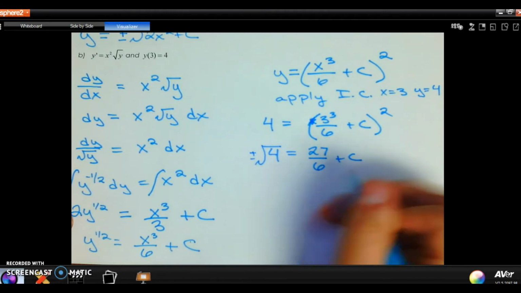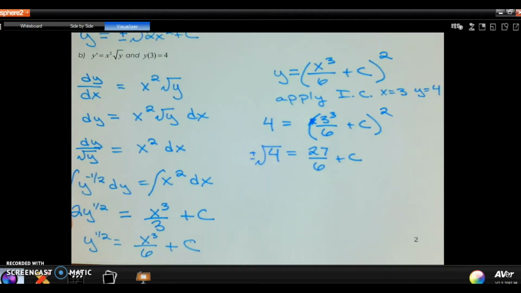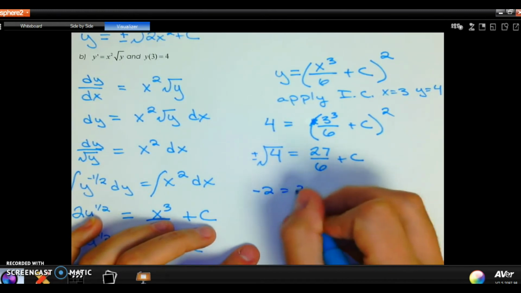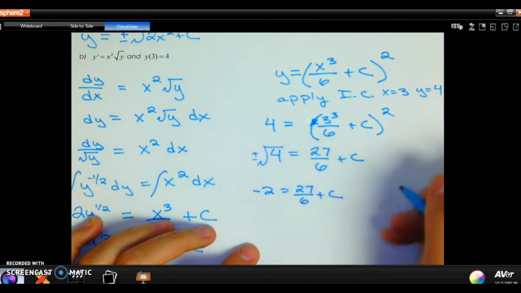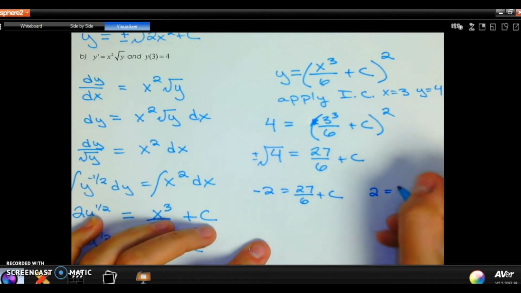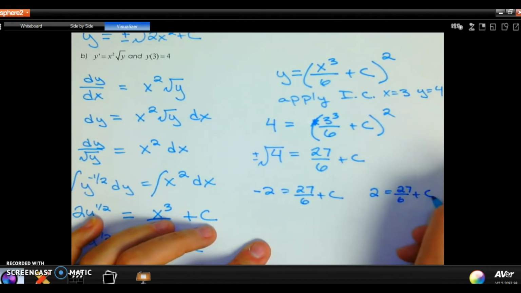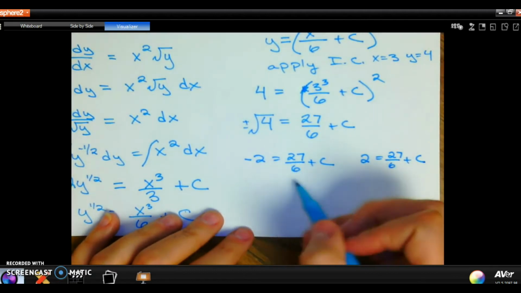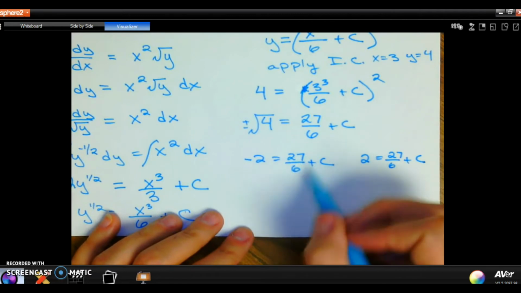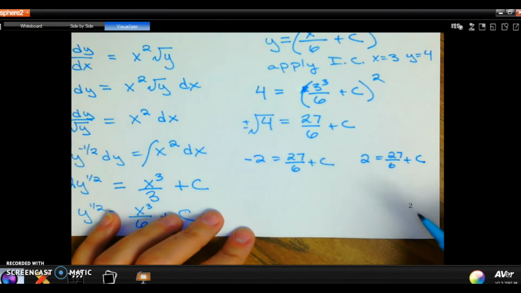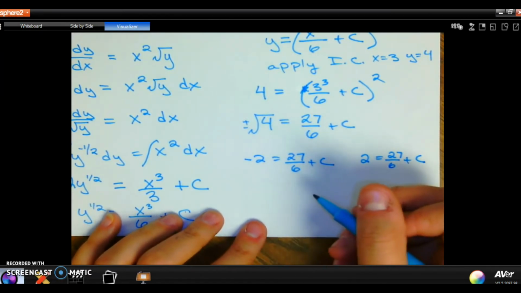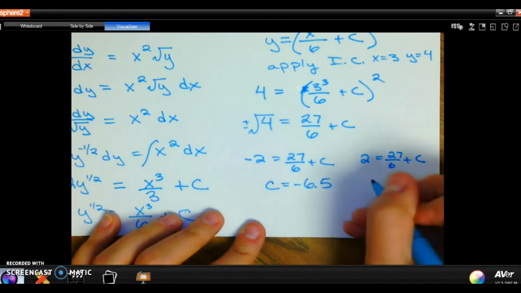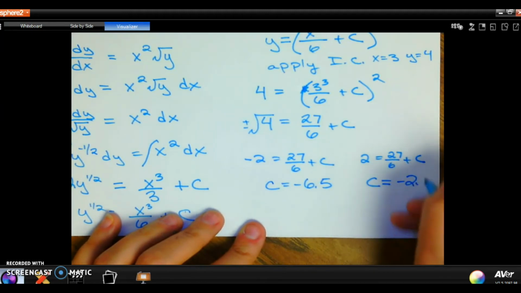This one, you're going to have to branch it off, because you're going to have a positive 2 and a negative 2. So on one side, you're going to have negative 2 equals 27 over 6 plus c. And then on the other one, you're going to have positive 2 equals 27 over 6 plus c. So you get two answers there. You could change that into a fraction, or reduce that fraction, or change it into a decimal. Either way, you are going to end up with c equals negative 6.5 and c equals negative 2.5.